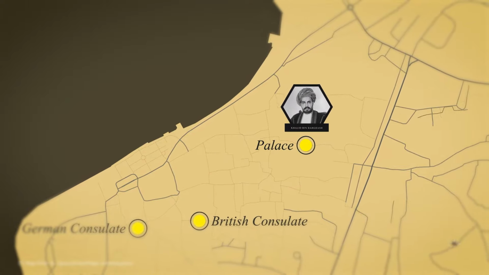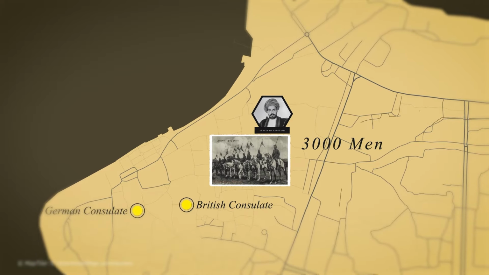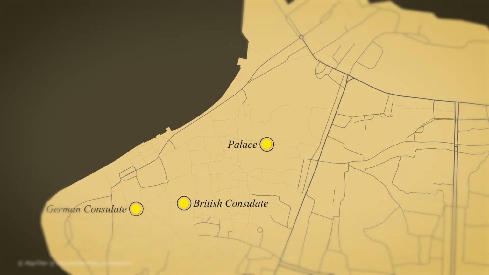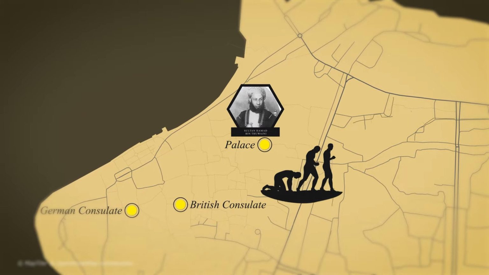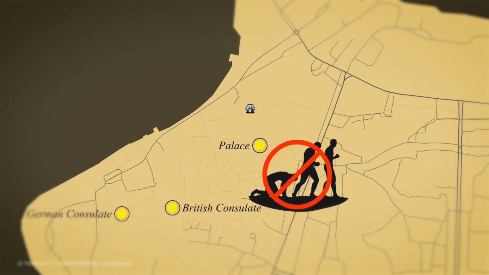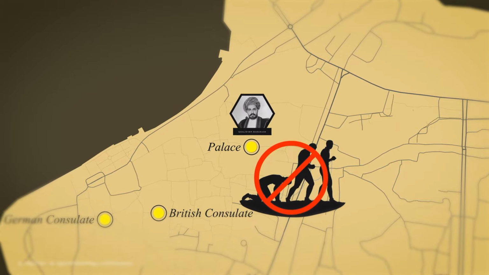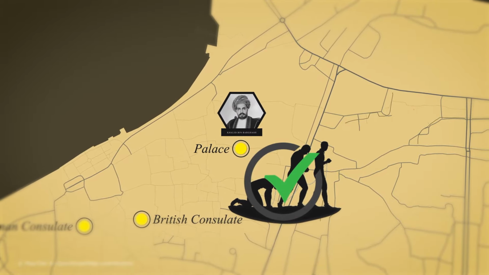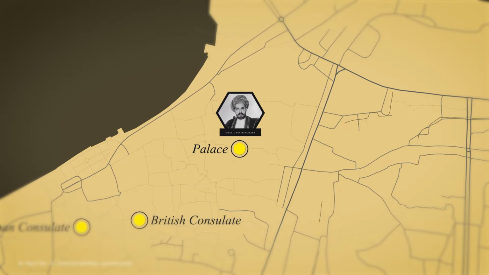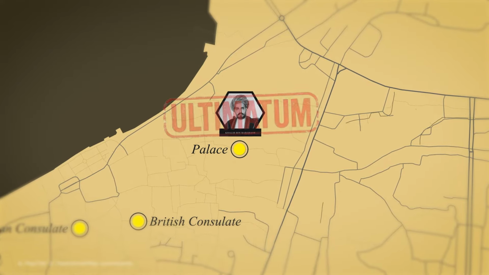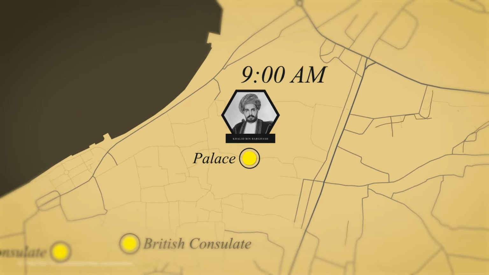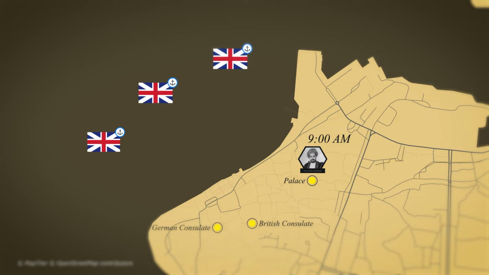Barghash rapidly gathered an army of 3,000 men in the palace. Up until the coup, the British had been working with the old sultan to abolish slavery in Zanzibar. They were now concerned that if Barghash remained in power, he would reverse this threat to a very lucrative business. With this in mind, they gave him an ultimatum to step down by 9 a.m. on August 27th, or face the wrath of the British military forces.